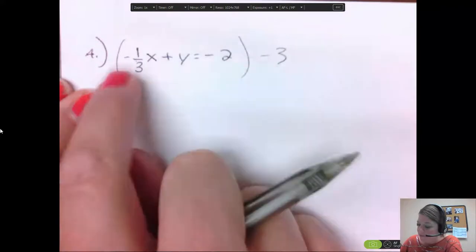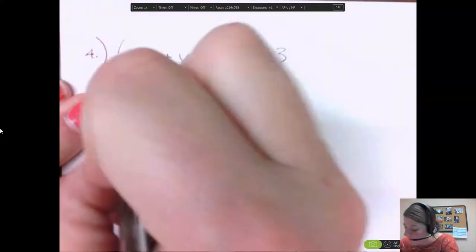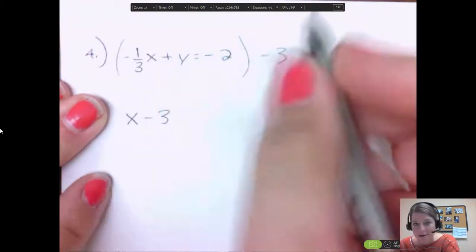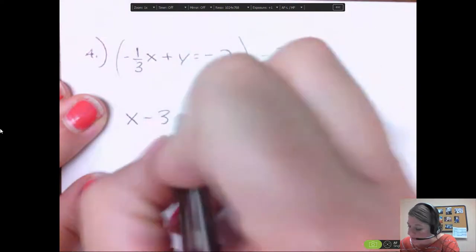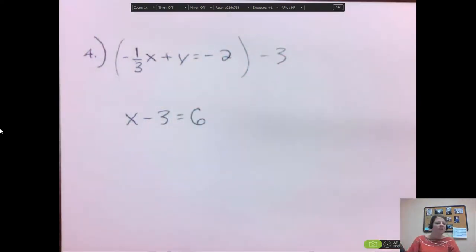So times -3 by -1/3, I'm going to get +1, or 1x. -3 times y is -3y. -3 times -2 would then give us a +6. So that equation of the line is the same equation, although it's way prettier to look at.